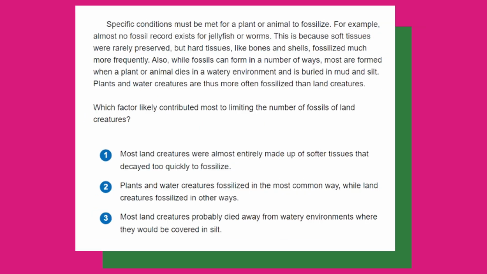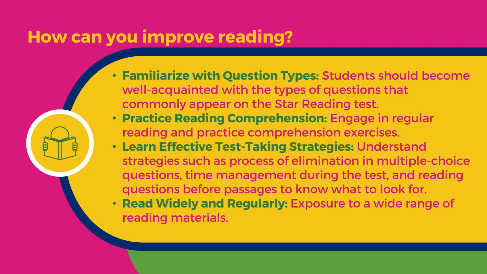And after going through all of those questions, we finally come to one that is a basic detail question. So there's not a whole lot of thought that goes into this one, but it is one where you have to look through the passage to find the answer to the question. So what can a student do to improve their STAR reading score? One of the first things you can do is familiarize yourself with the types of questions on the test.